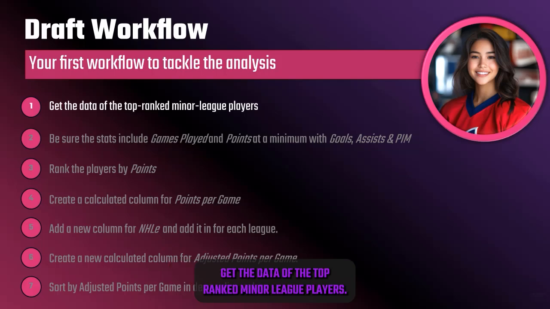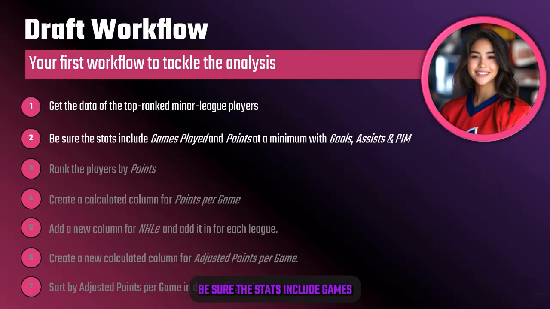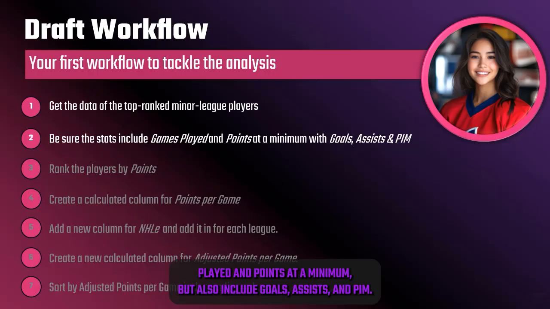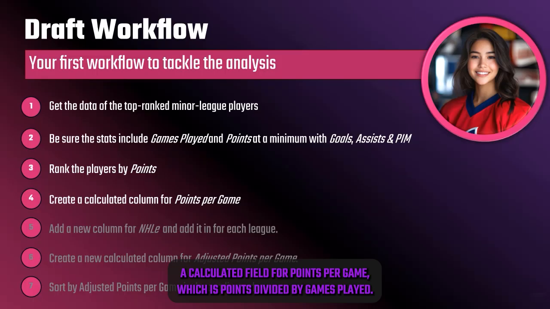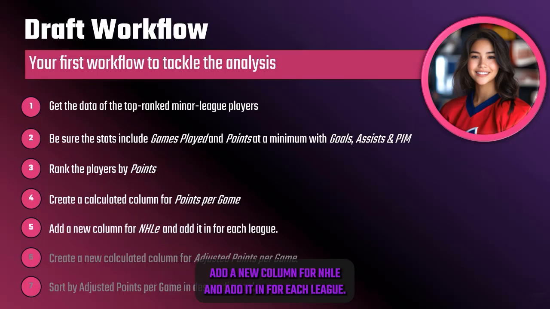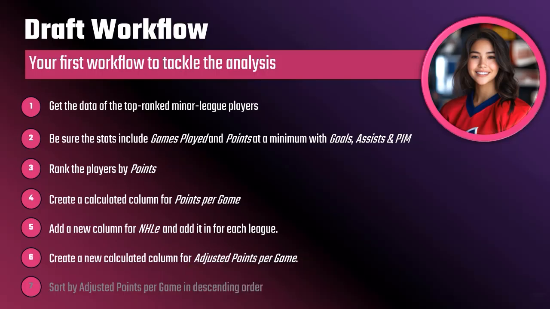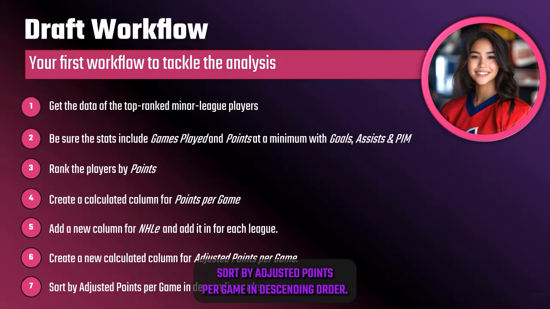Get the data of the top-ranked minor league players. Be sure the stats include games played and points at a minimum, but also include goals, assists, and PIM, so you can gauge where a player may be strong, weak, or undisciplined. Rank the players by points. Create a calculated field for points per game, which is points divided by games played. Add a new column for NHLE and add it in for each league. Create a new calculated column for adjusted points per game. Sort by adjusted points per game in descending order. Start your analysis, and now begins the fun.